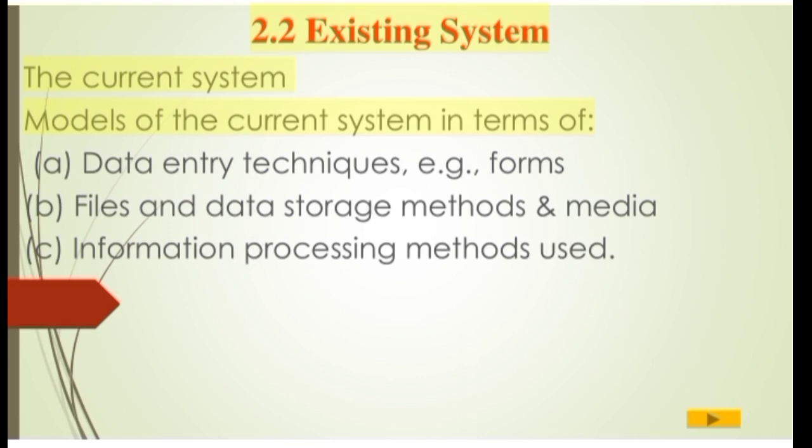2.2 Existing system. The current system. Models of the current system in terms of A. Data entry techniques, e.g., forms. B. Files and data storage methods and media. C. Information processing methods used.